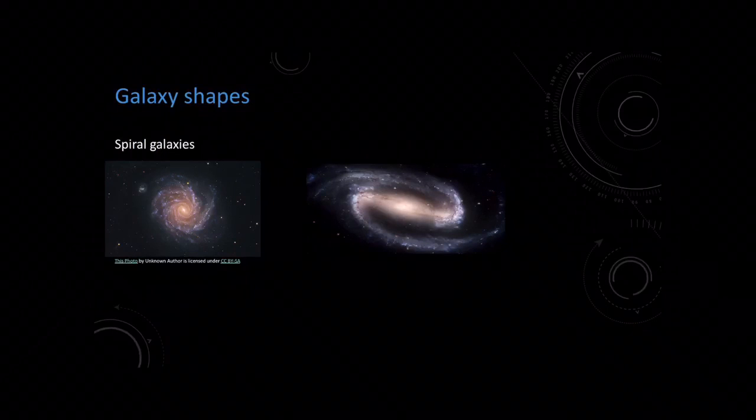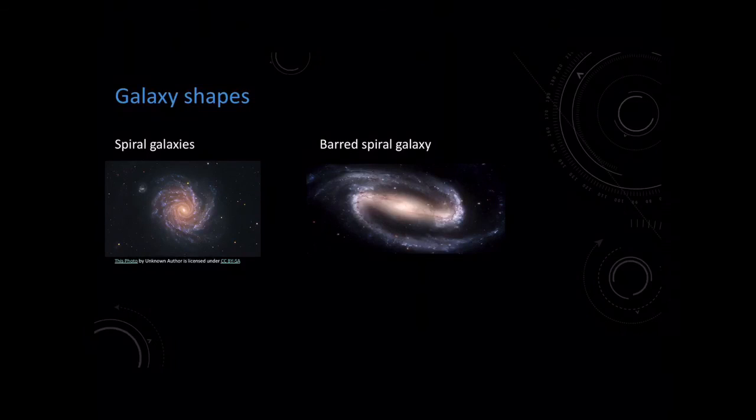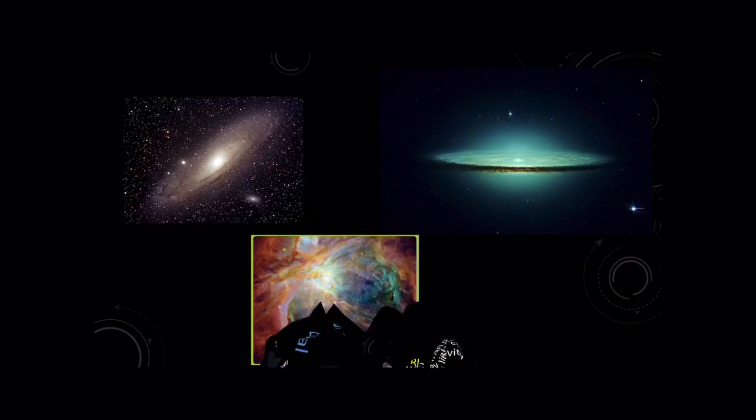Getting on to some different shapes, you could have a spiral-shaped galaxy. You could have a barred spiral galaxy. Astronomers think that the Milky Way is a barred spiral galaxy with two major arms and several smaller arm segments. A black hole is an object so massive and dense that not even light can escape its gravity.